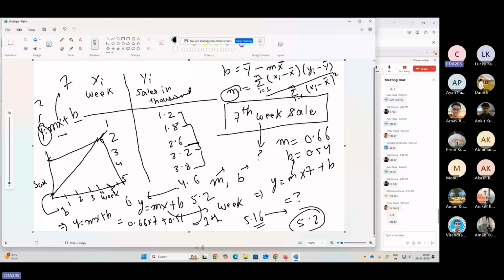So these types of problems will be in the midterm. So kindly go through these problems, calculations and formulas. If you are not aware of formulas and calculations, you can't solve it. So today we have completed linear regression and multiple regression. In the next class, we will go through polynomial regression.